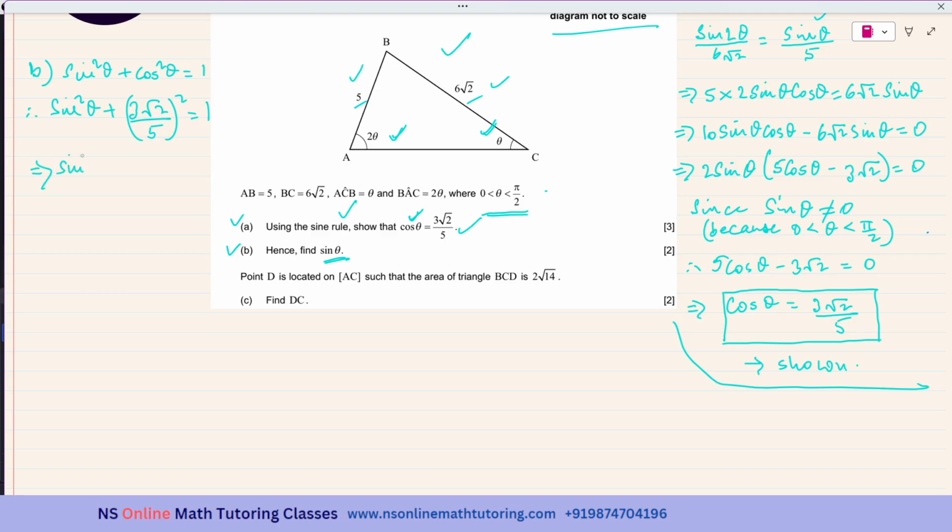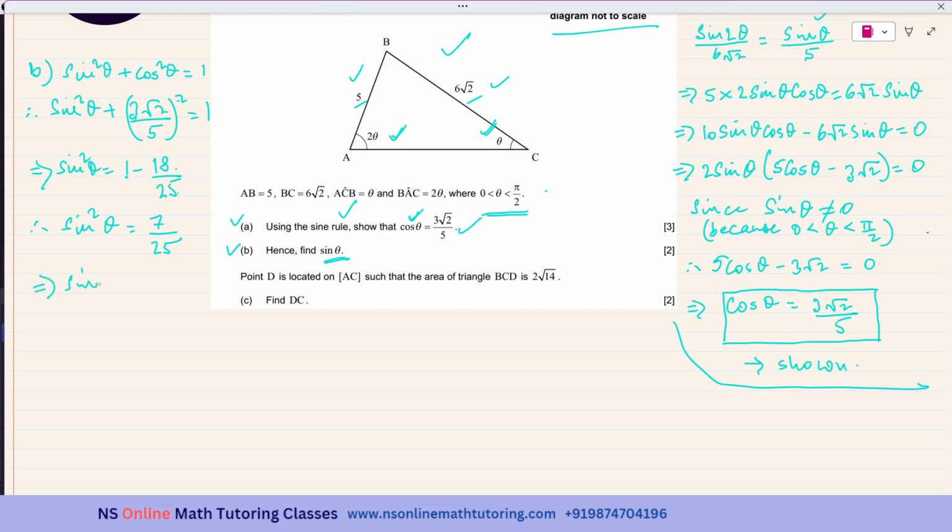implies sine square theta equal to 1 minus 3 square is 9 and root 2 whole square is 2. So 9 times 2 is 18 and 5 square is 25. 1 can be written as 25 over 25. So it is 25 over 25 minus 18 over 25. The denominator is 25, the numerator is 25 minus 18, which will be equal to 7. So therefore, sine square theta is equal to 7 over 25.